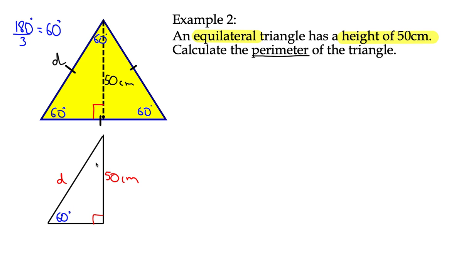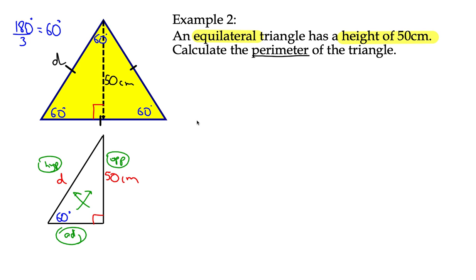We can actually mark 30 degrees in the other one, but we're going to keep that out because it's going to confuse us as to which is the opposite and adjacent. So I'm just going to work with the 60 degrees here. And now I'm ready to use trigonometry to work out D. So let's just check. Here's our hypotenuse. Here's the opposite, and here's the adjacent side.